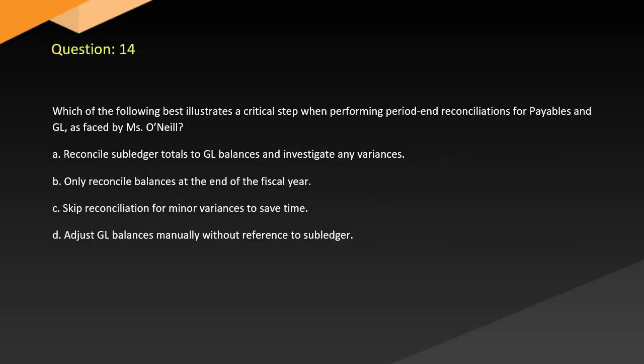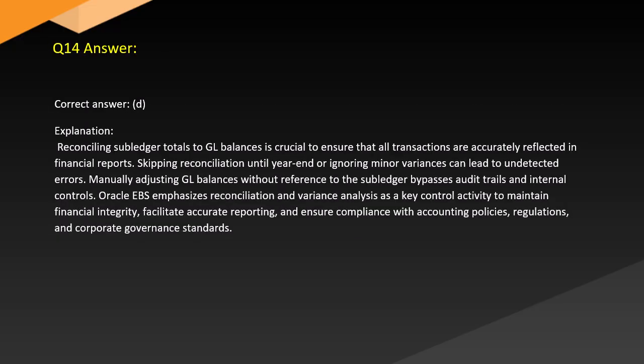Question 14. Which of the following best illustrates a critical step when performing period-end reconciliations for payables and GL as faced by Ms. O'Neill? A. Reconcile subledger totals to GL balances and investigate any variances. B. Only reconcile balances at the end of the fiscal year. C. Skip reconciliation for minor variances to save time. D. Adjust GL balances manually without reference to subledger. Answer. Correct answer, D.